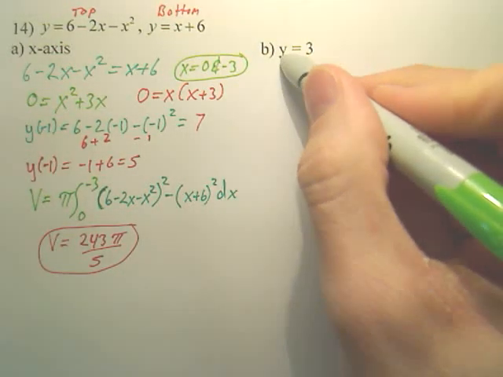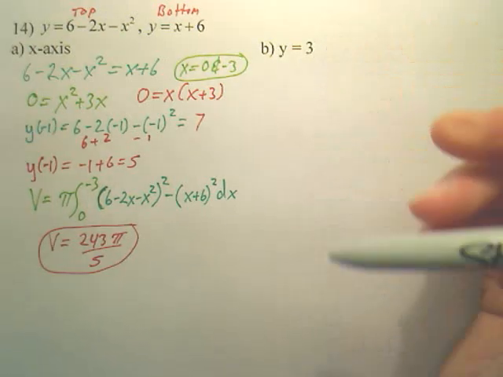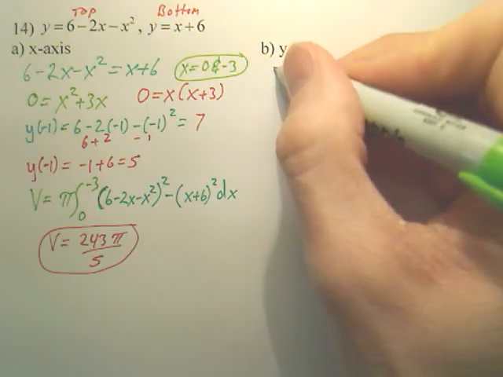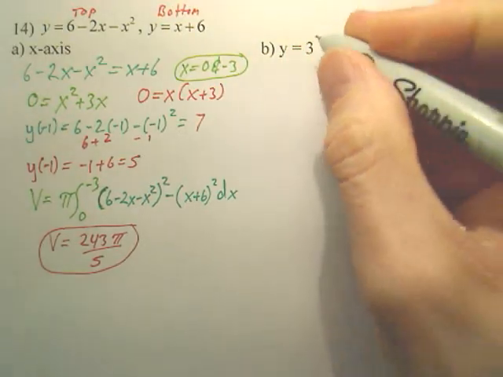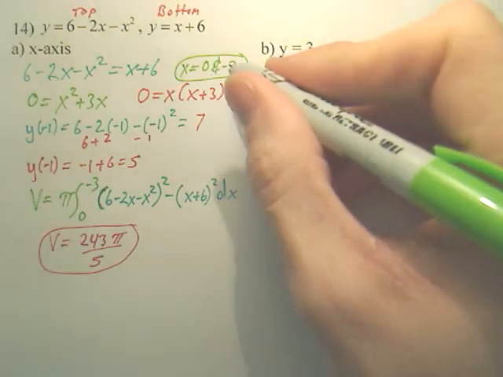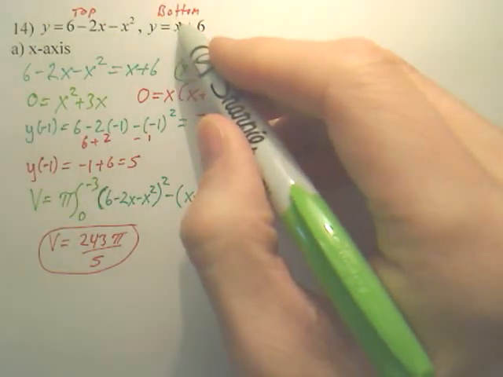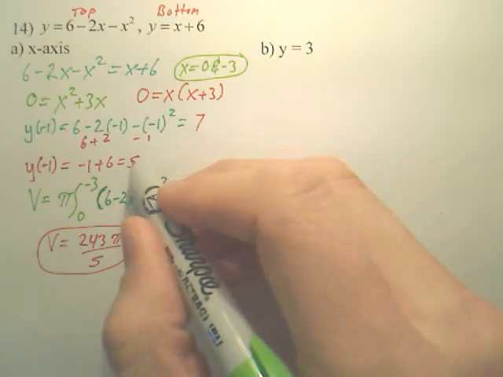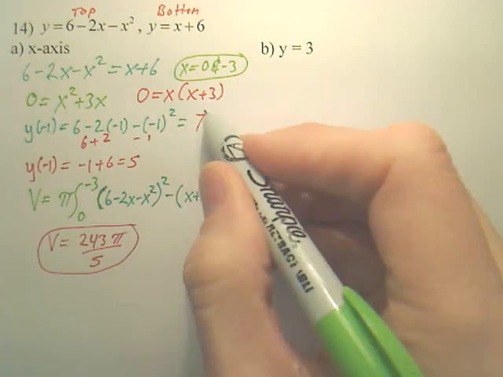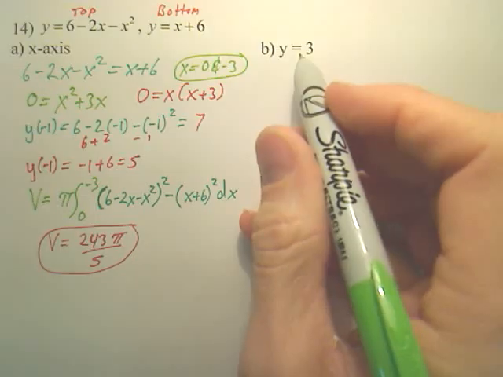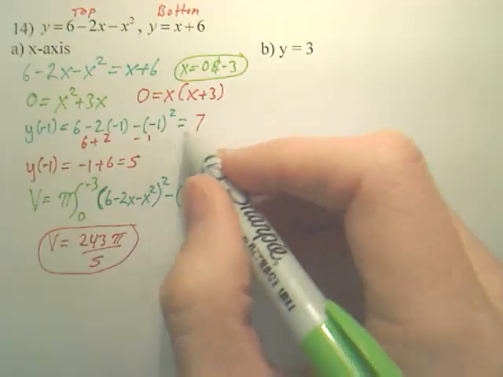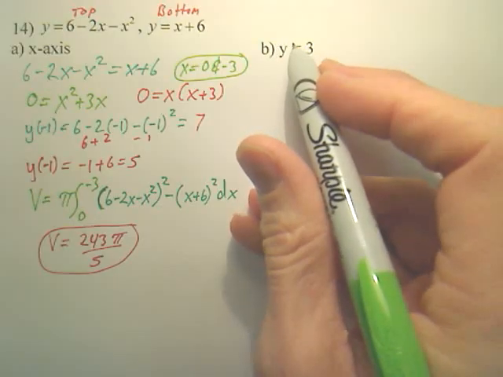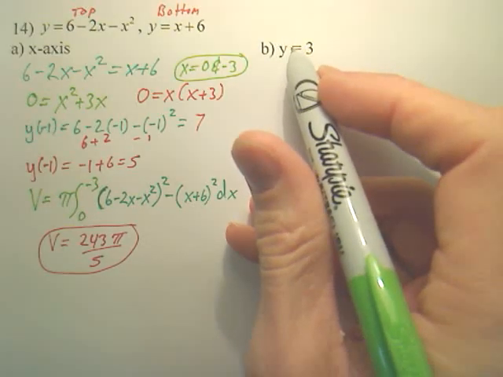Now, what if I revolved around y equals 3? That's a little bit more difficult. I was going to do a little sketch, but actually, no. We already know where they intersect, and we already know this one's on top and this one's on bottom. We know that at -1, this is 7 and this is 5, so aren't both of these values above 3? I can tell my graph is above this function.